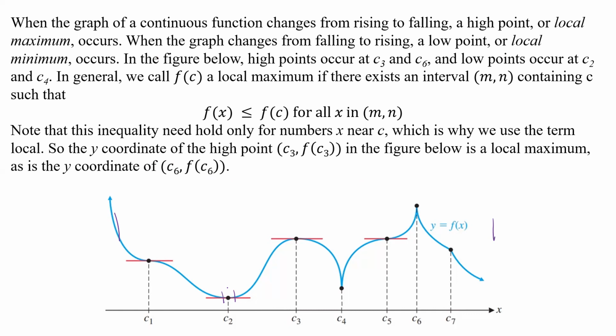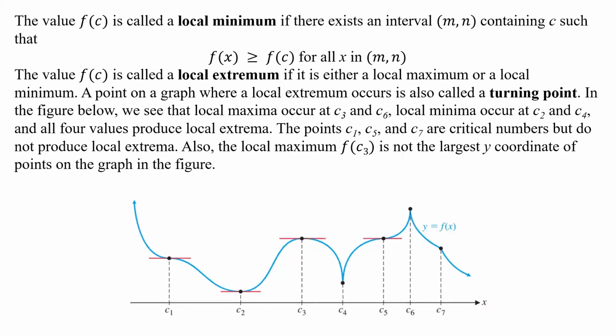Okay. So the y coordinate of the high point C3, f of C3 in the figure below, is a local maximum. And again, that's this point right here, as is the y coordinate of C6, f of C6, which is over here. So again, they're looking just really close around here and really close around here. Those are the local areas that we're looking at. And the same thing would happen if we're looking at the local minimums. We're looking from a small place here and a small place here.